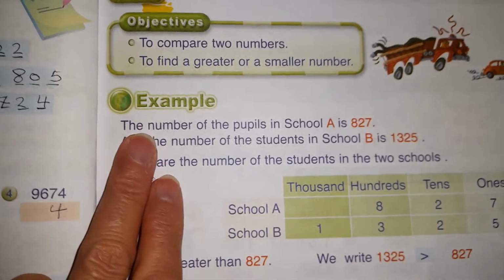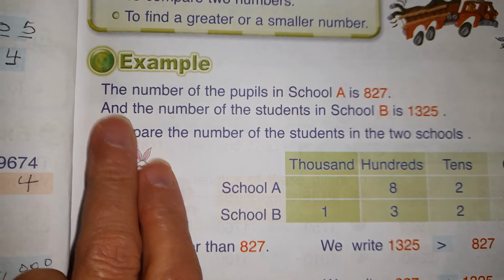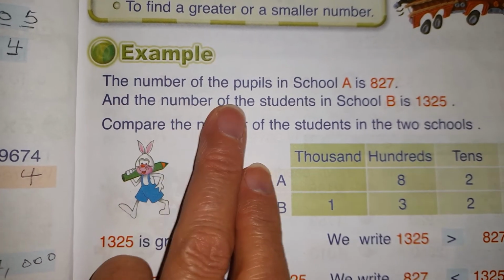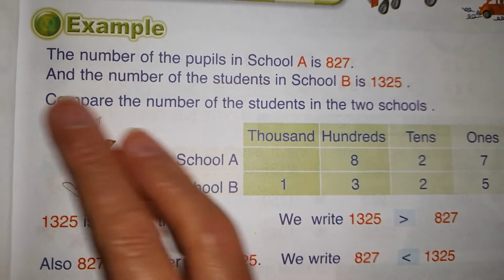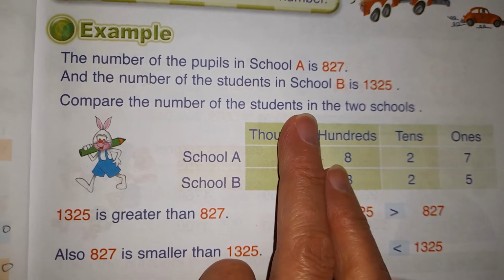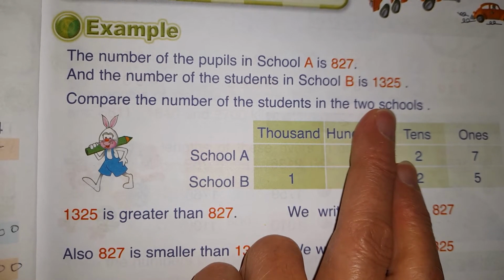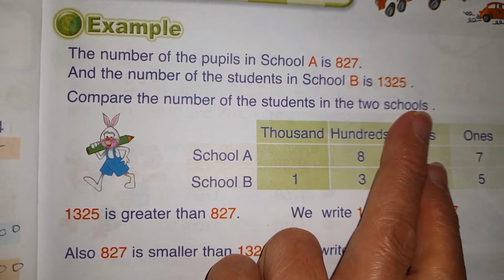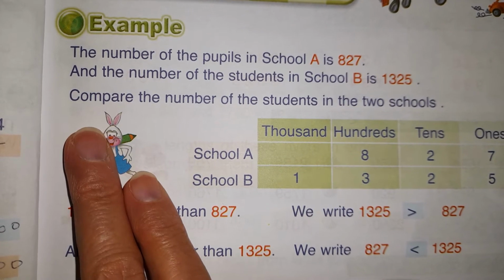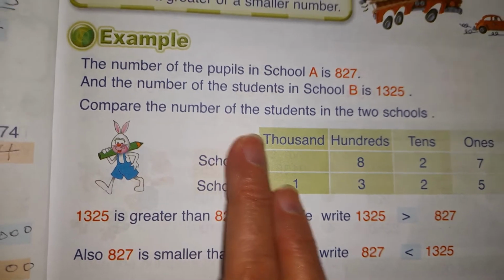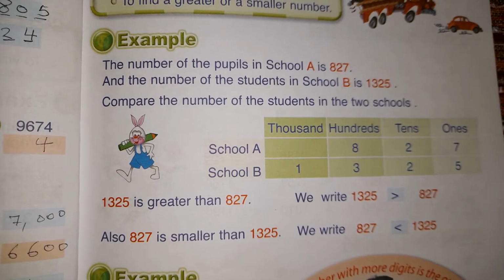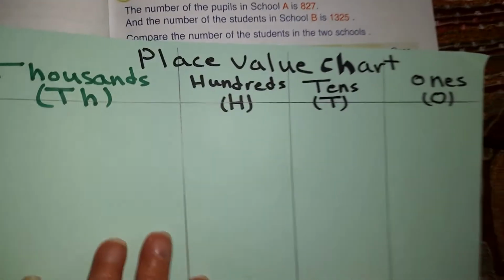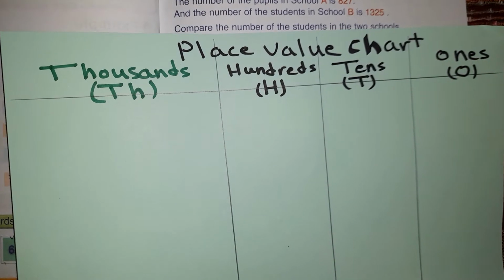Let's read the question, the example they wrote for us here. The number of the pupils in school A is 827 and the number of the students in school B is 1325. The question, what they want us to do: compare the numbers of the students in the two schools. I will use a place value chart to compare the two numbers.